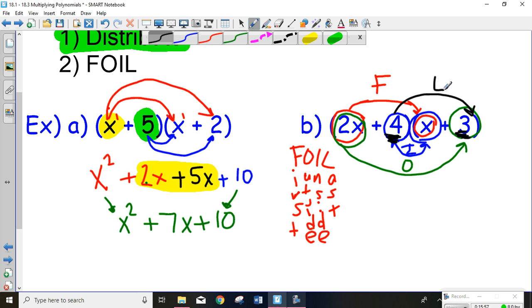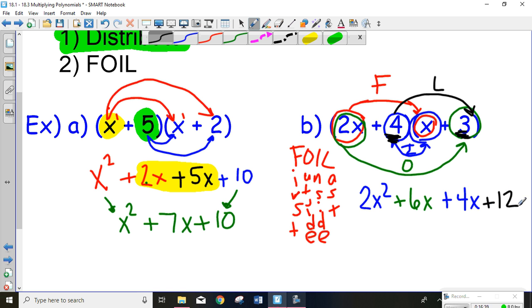So it's just another way of distributing, just to help you remember to do first times the first, the last times the last, the insides and the outsides, so that you remember that you're doing 4 different multiplication problems. So if I did this one then, first, 2x times x would give me 2x squared. 2x times 3 for my outside would give me a 6x. My inside, my 4 times x is 4x. And then finally, my 4 times 3 would give me a plus 12.